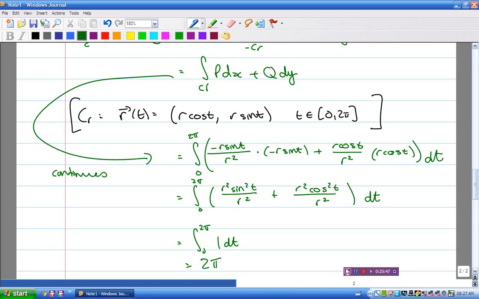And that's my answer. So that's the answer to the question. The question said, what is the line integral along C? That's what it is. It's 2 pi.